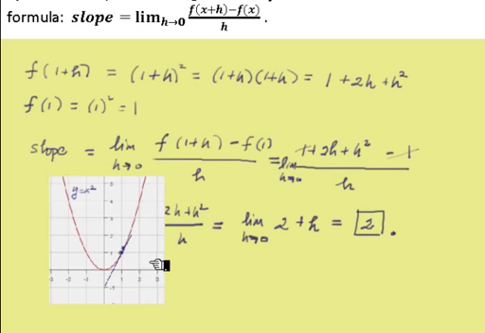So here's a picture that we saw before. This blue line is a secant line, and it goes from x equal 1 to x equal 1.1. And in the previous example, we saw that the slope of this secant line was 2.1.